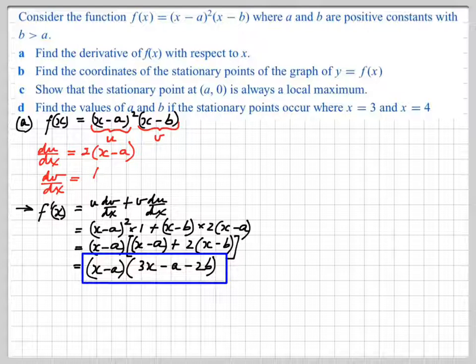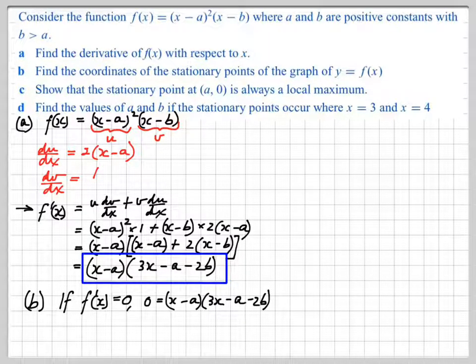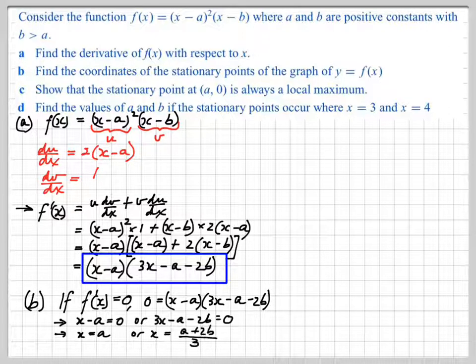Now, alright, take a deep breath. Have you got your chill pill ready? Good. Let's go for B. Find the coordinates of the stationary points. Oh yeah, that's easy. Stationary points mean dy dx equals 0, don't they? So if f dash x equals 0, we've got that thing equals 0. Now the null factor law is going to kick in for us. Either that equals 0 or that equals 0. So let's solve it now for x. x is a, or x is that thing. Okay, well that's alright, isn't it?